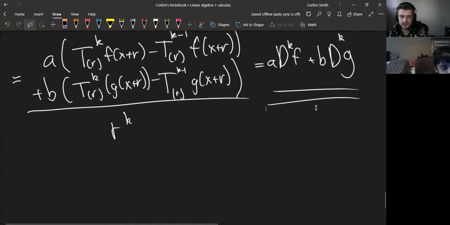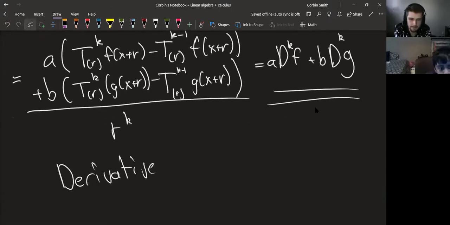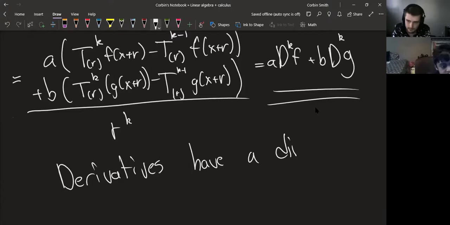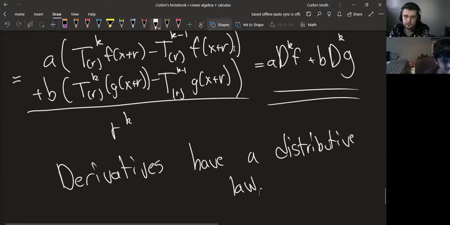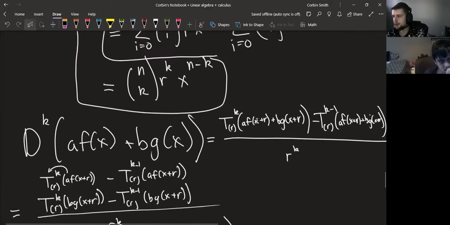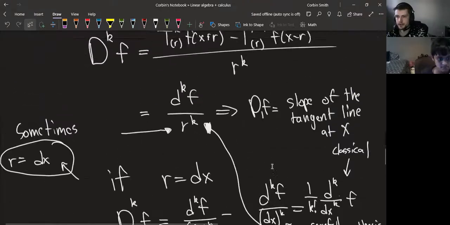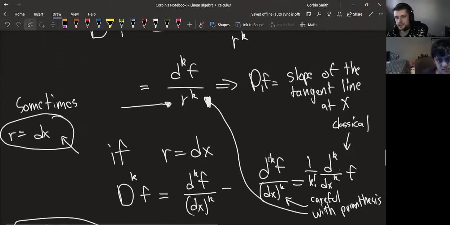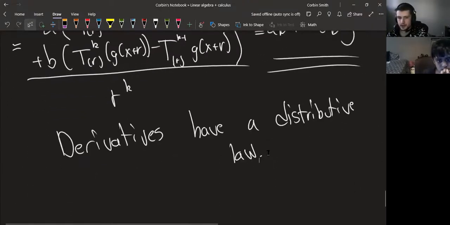So what that means is that derivatives have a distributive law. I knew the distributive law of derivatives before, but I don't know how to prove it. Well, this is a very nice proof, but it only works for polynomials right now. But the proof is exactly the same with the difference quotient.